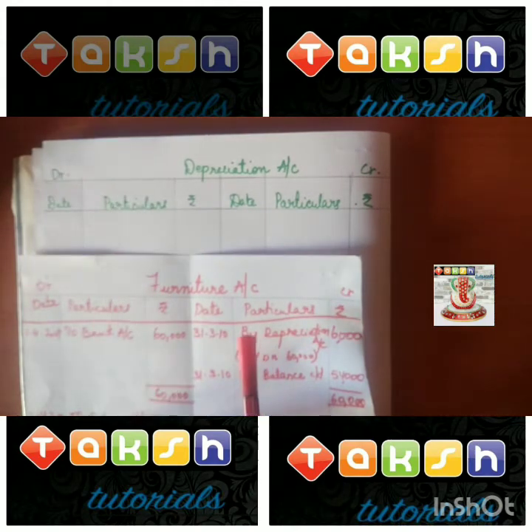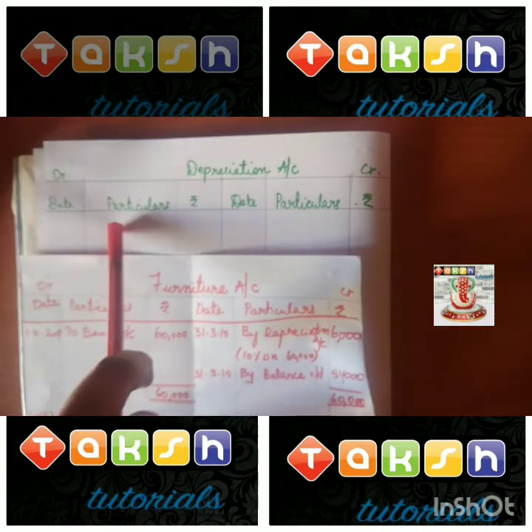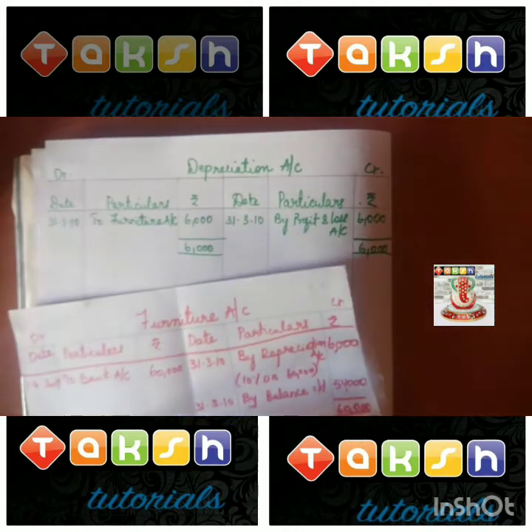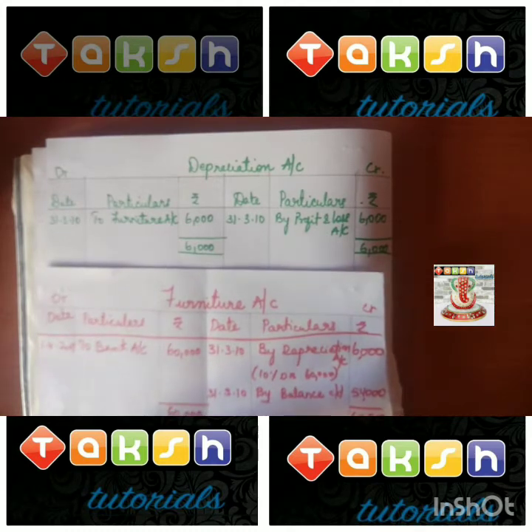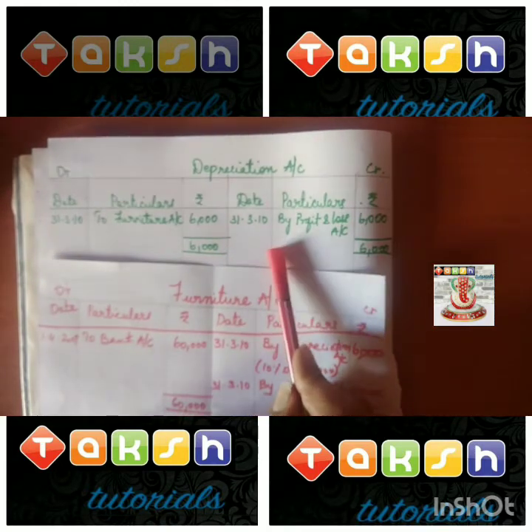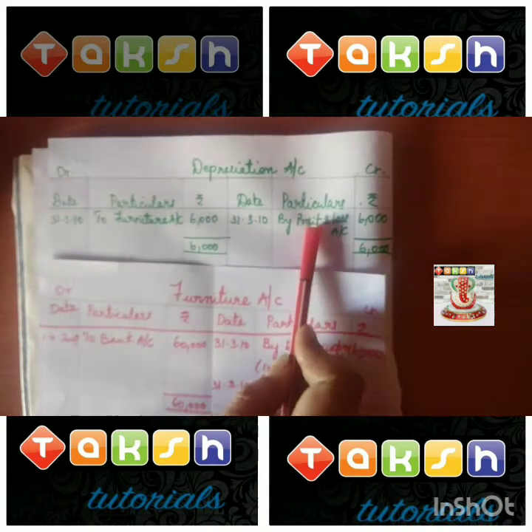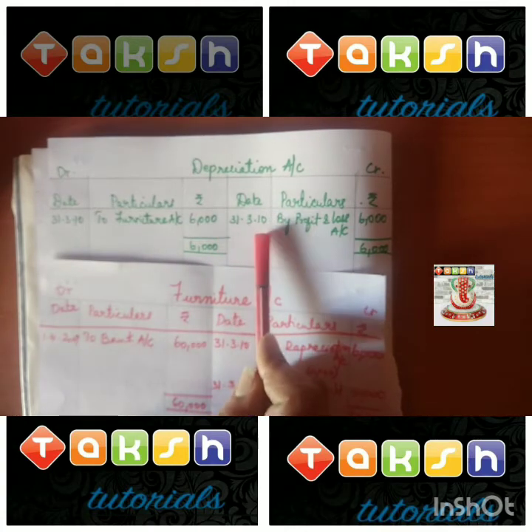Okay. So by depreciation account 6,000. So you will copy the same date, end of the year, to furniture account 6,000. So we have taken on the debit side to furniture account 6,000. And on the credit side, we have taken by profit and loss account 6,000. So this amount will be transferred to profit and loss account on 31st/3/2010.